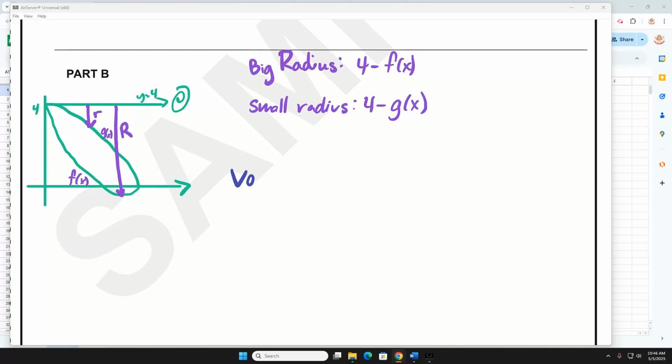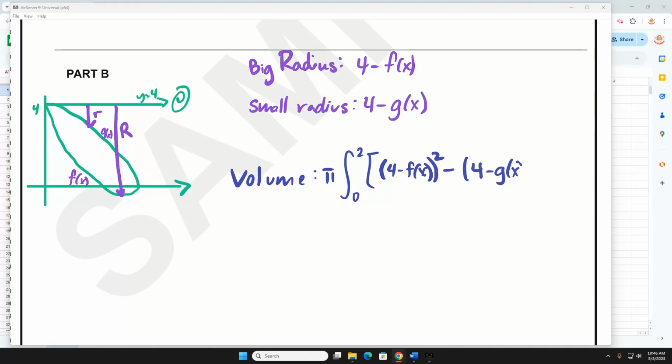All right, and then for our volume, so for a washer, do I need pi? If it forms a circle, I need pi. So pi times the integral, still from 0 to 2. We're adding up all the washers. All right, and then what do we do for a washer? Big radius, yes, squared. So big radius squared minus small radius squared. You're doing the outside circle minus the inside circle. And don't forget your dx.